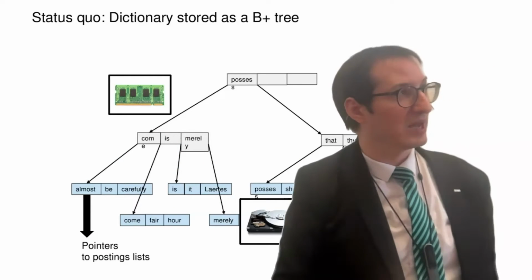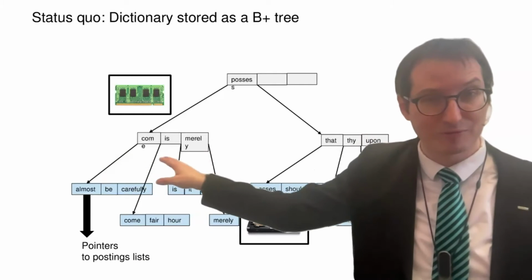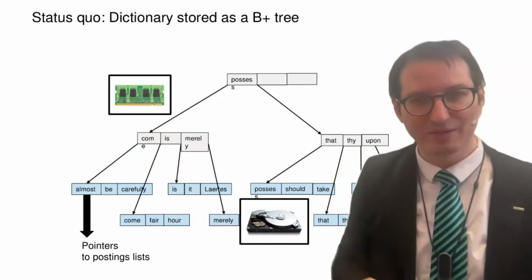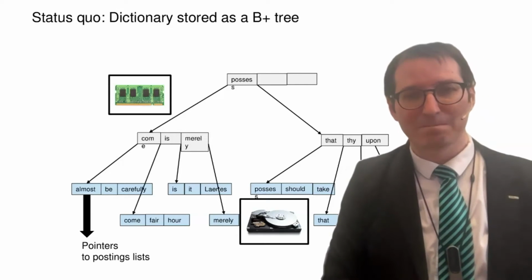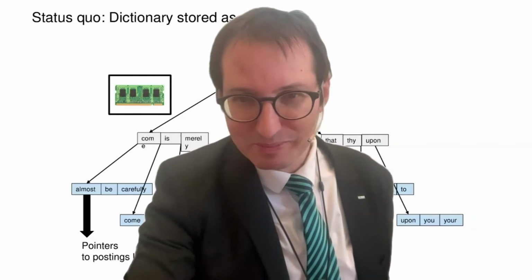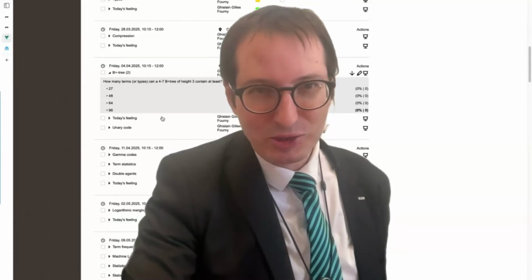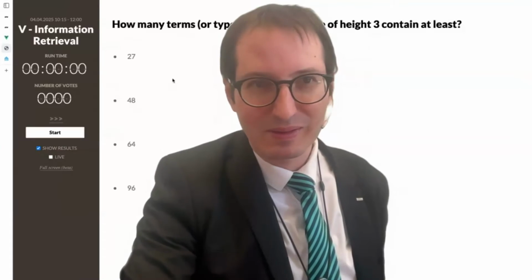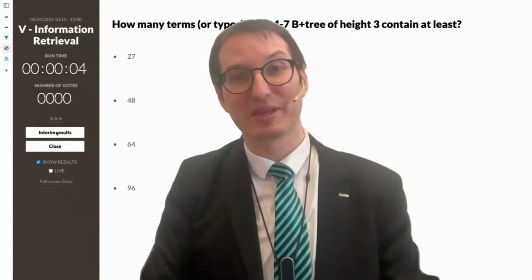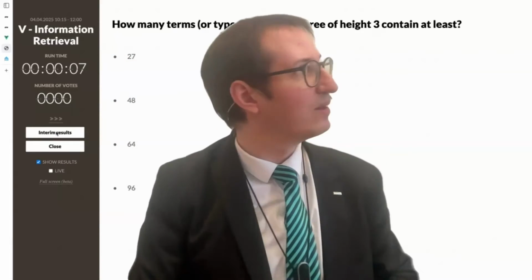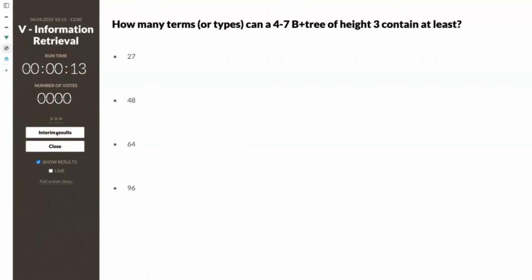And we saw that the size of the B+ trees enforces some interval of number of children, right? For example, between 4 and 7 children per node. Speaking of which, just to make sure that you've been following, how many terms can a 4-7 B+ tree of height 3 contain at least? 27, 48, 64, or 96?